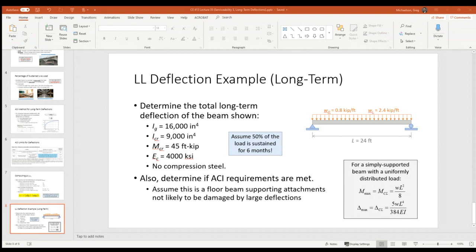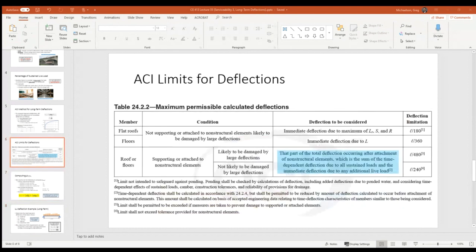Now it says assume that this is a floor beam supporting attachments that are not likely to be damaged by large deflections. So where that comes from is if you look at the table for deflections, when you're looking at long-term effects, there's two conditions. It doesn't matter whether you're looking at a roof element or a floor element, but is it supporting elements that are likely to be damaged or not likely to be damaged? So we're going to say that it's supporting elements that are not likely to be damaged by deflection.